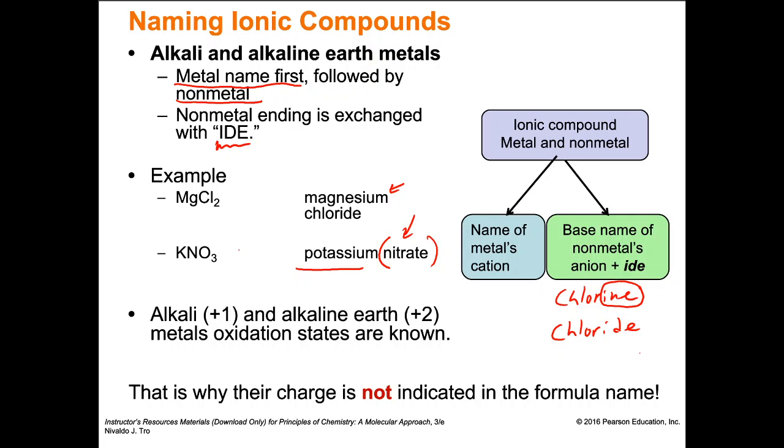Just remember alkalis are +1, alkaline earth metals are +2. What we're trying to say here is that these oxidation states are known, so I don't have to give any more information about it. I don't have to indicate their charge. This is why it says the charge is not indicated. There's just no reason to. Anyone studying chemistry will know that potassium is +1.